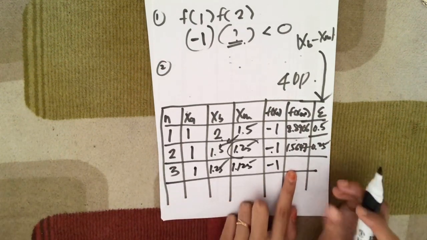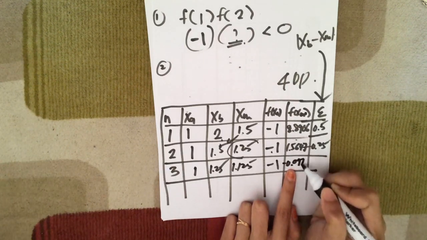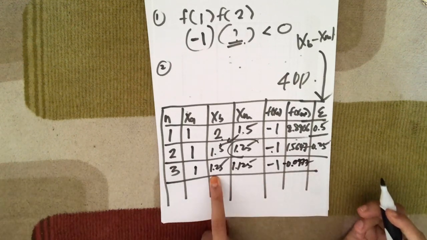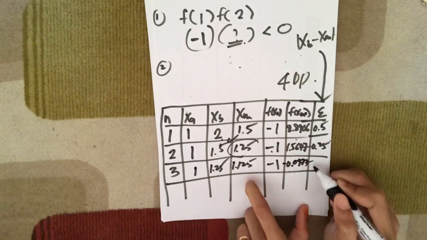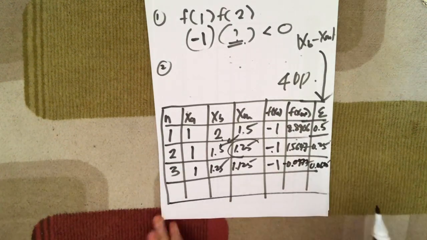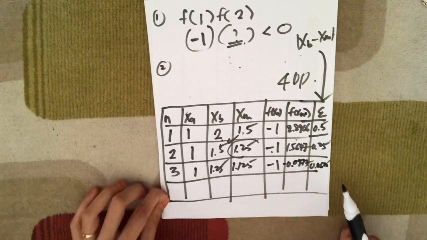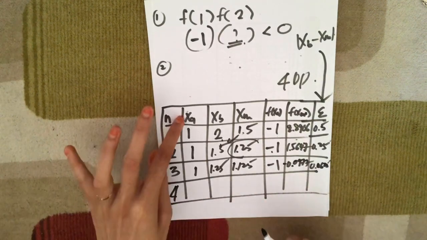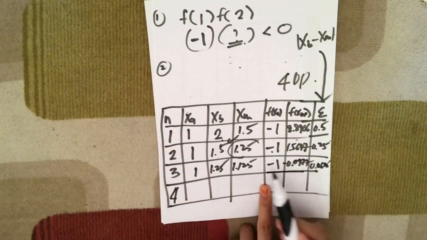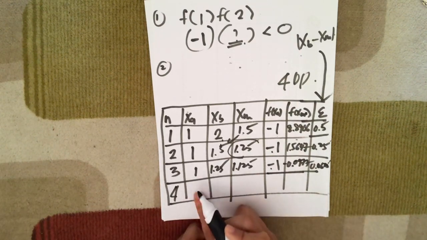So now the new FXM is negative 0.0977, and then the error, XB minus XM, you will get 0.0625. Okay, so it's still greater, right? It's still greater than 0.001. Therefore, you will continue your calculation. So for XA, XB and so on, you need to check this one first. So negative times negative, you will get positive, right? It's more than 0. Therefore, your XA now will be changed.